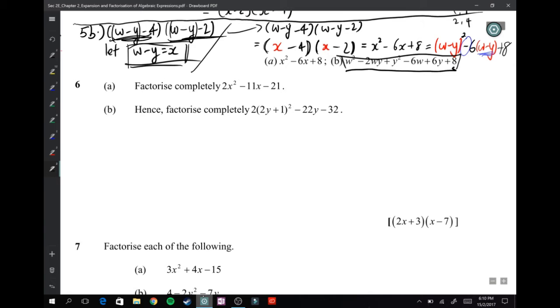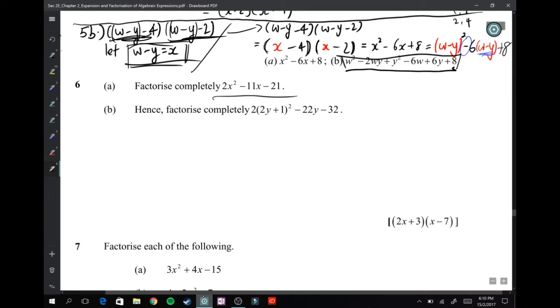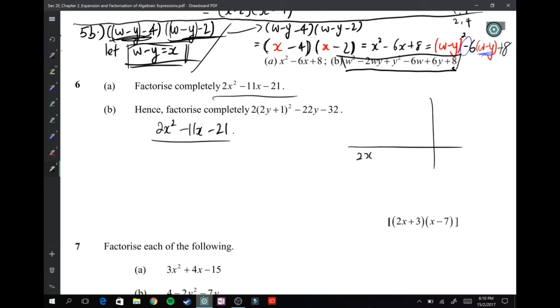Now let's move on to 6a. 6a asks us to factorize completely, right? So 2x squared minus 11x minus 21. And of course this is a quadratic equation, right? Because of the power 2. Now quadratic equation, we often do this. Whenever we see a quadratic equation, please just draw this. Most probably this is a question that requires you to factorize in this manner.